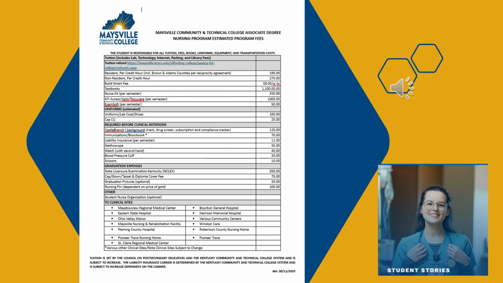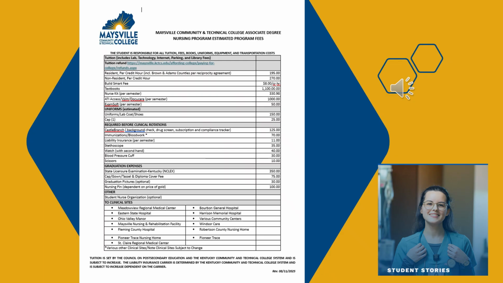So you can do the math, and if you figure Nursing 101 is 9 credit hours, you times that by the 195, and that's how much that class would be. The Build Smart fee is $8. Textbooks are about $1,100 for the semester. Your nurse kit per semester is $330. Your ATI access, your VSIMs, and DocuCare per semester are approximately $1,000. ExamSoft per semester is $50. And then we go on to uniforms and your CAP.